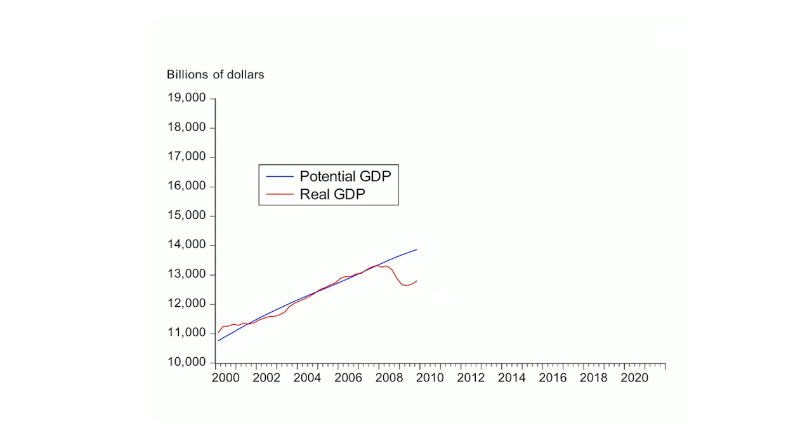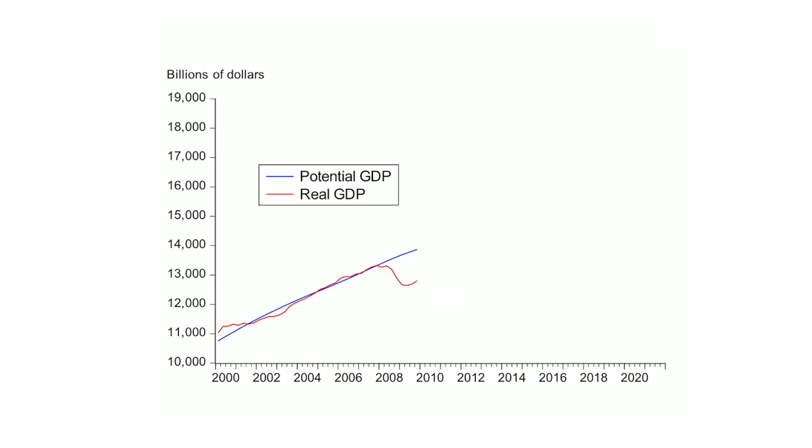Now, if you go back to the beginning of the last recession in 2007, 2008, and look what happened, here's a picture of that. You see real GDP fell below potential GDP, that's the recession. And then the idea was to have a stimulus package to get the economy moving again.